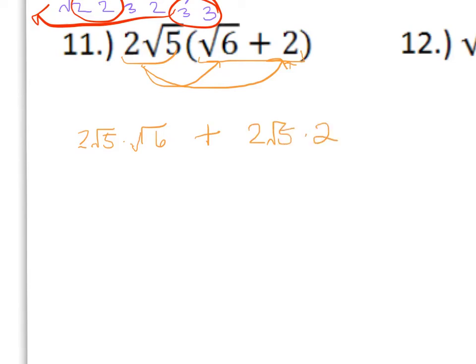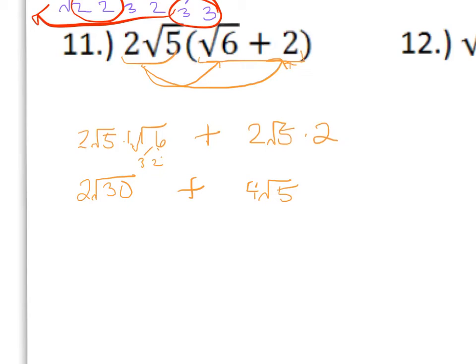Now using our rules, outside with outside, inside with inside, 2 root 5 times root 6, well 2 times the coefficient of the other one, right here is a 1, is 2. 2 times 1 is 2. Root 5 times root 6, those are both prime. Well, 6 isn't prime, it goes to 3 and 2. I know there wouldn't be any couples, so I'll go ahead and put the root 30. And then copy the plus sign. 2 root 5 times 2, that's going to be 4 root 5.